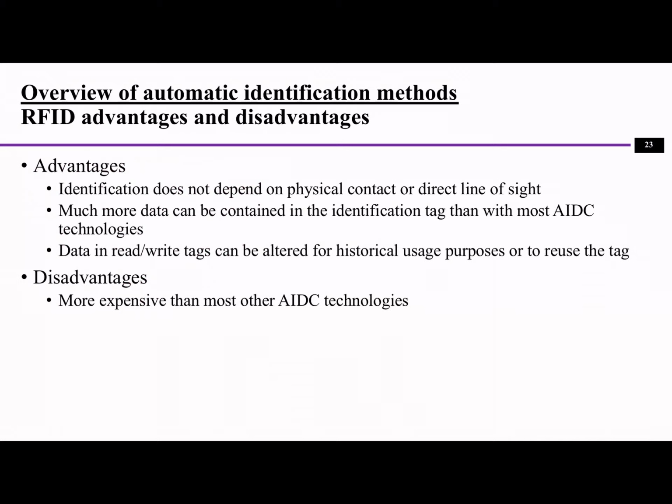And also with RFID, a lot of information can be contained compared to traditional technologies. And also in RFID, the data can be read and also rewritten, and also can be altered, so it can be reused multiple times. If you want to use RFID in factories, actually the cost will be a lot higher than traditional technologies.